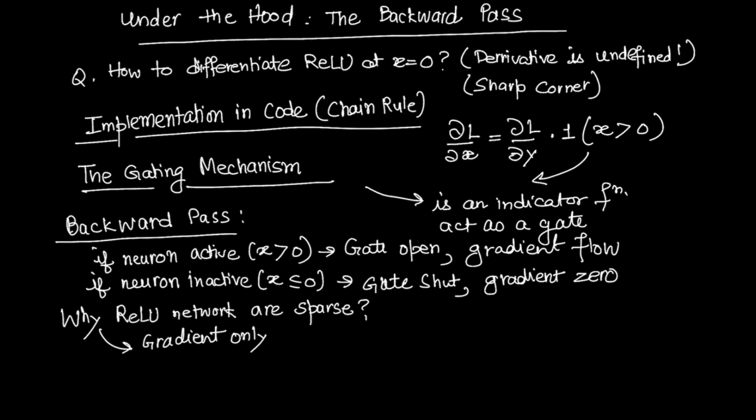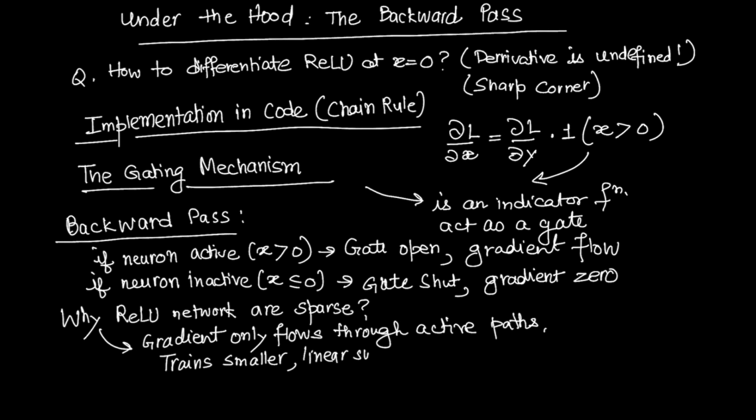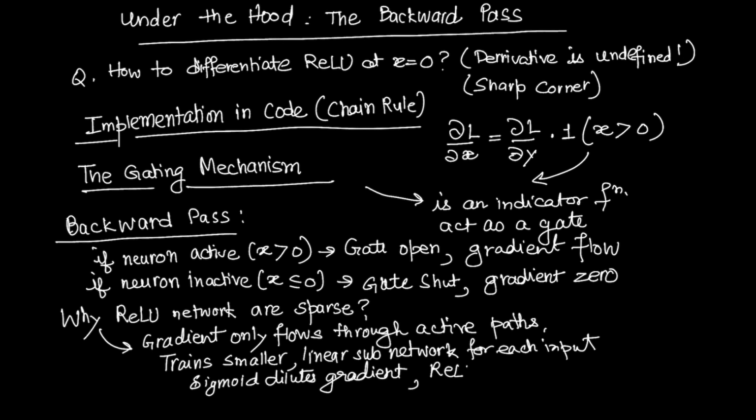The gradient only flows through the active path of the network, effectively training a smaller, leaner subnetwork for each specific input example. This is distinct from sigmoid, where the gradient flows through everything but gets diluted and weakened at every step. ReLU doesn't dilute, it selects. It chooses which weights to update and which to ignore.